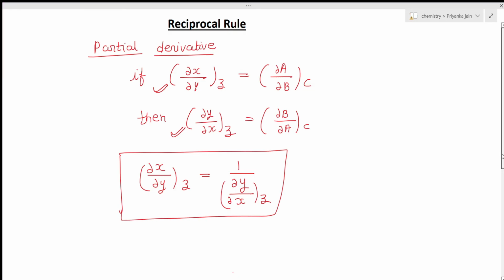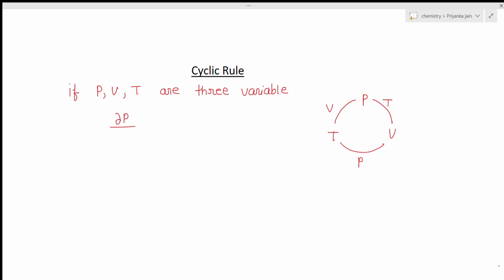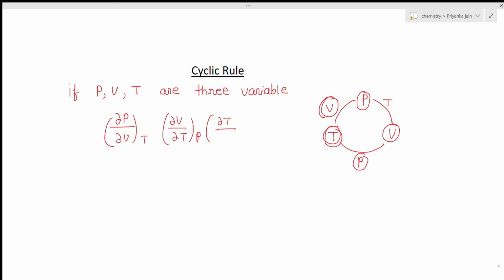One more important rule is the cyclic rule. Cyclic rule says if pressure, volume and temperature are three variables, then write in this way: pressure, temperature, volume. Then del P upon del V at constant temperature, into del V upon del T at constant pressure, multiplied with del T upon del P at constant volume. This whole thing will be equal to -1.